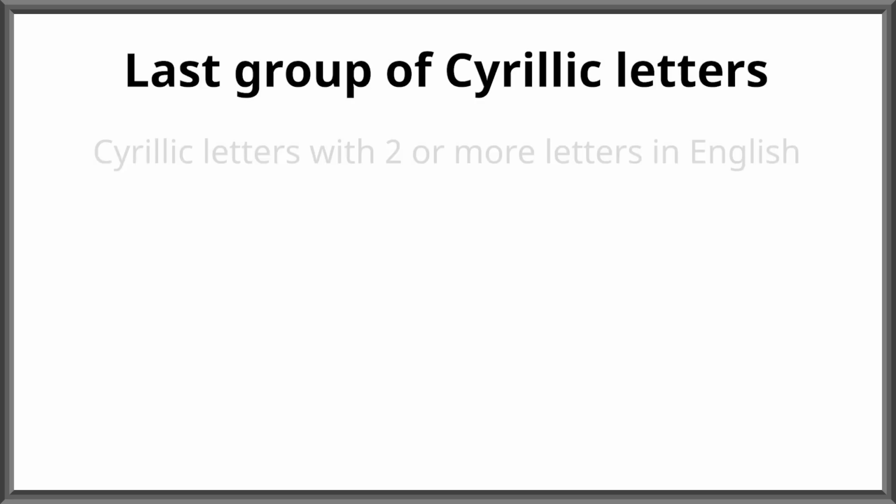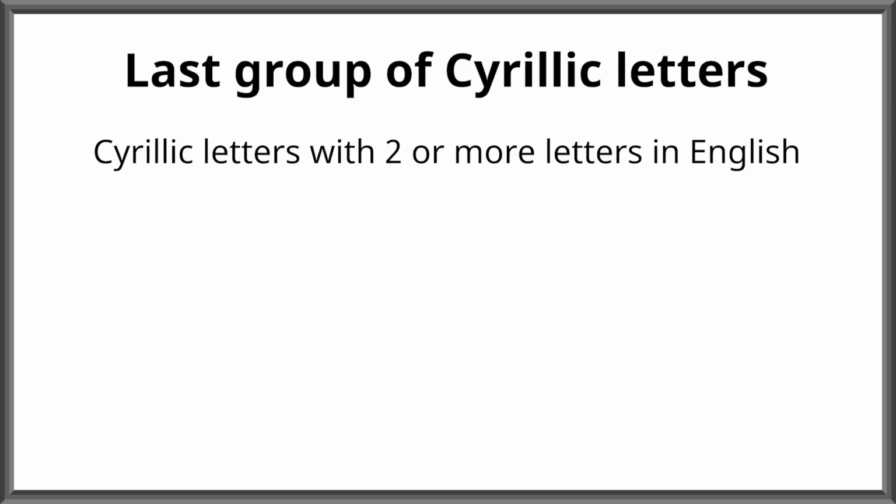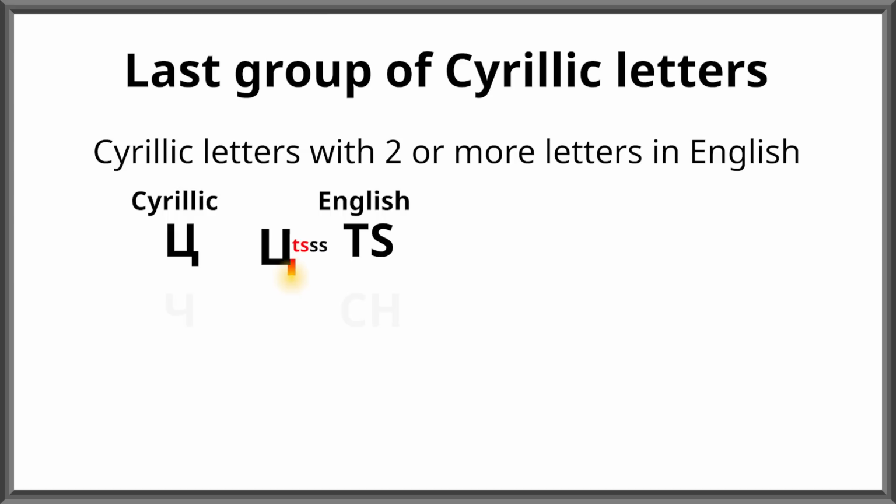Now for the hardest batch of letters in Cyrillic that consist of 2 or more letters in English. The Cyrillic TS looks like if the letter U was lit with a fuse, and the fuse sounds like the TS. The Cyrillic CH is literally an upside down chair, which already has CH in front of it anyway, and that's how I remembered that.